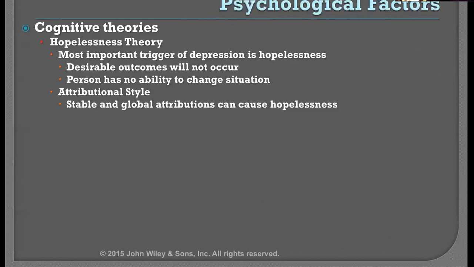This should start sounding familiar to some of the folks who've taken animal learning and conditioning. The other thing to pay attention to within hopelessness theory is the idea of attributional style. I'll show you the questionnaires in a few. It's the factors, the stable and global attributions about yourself and the world, that can cause hopelessness.